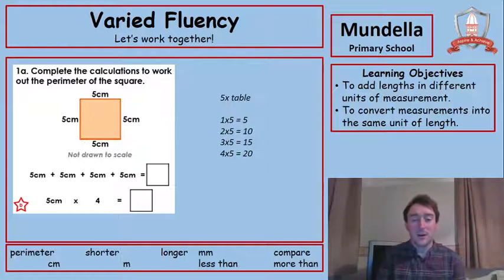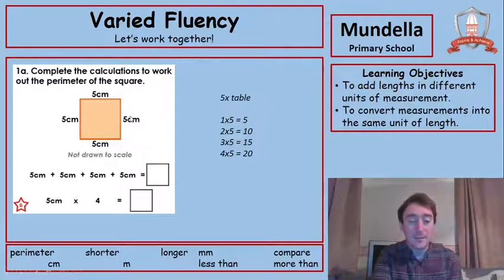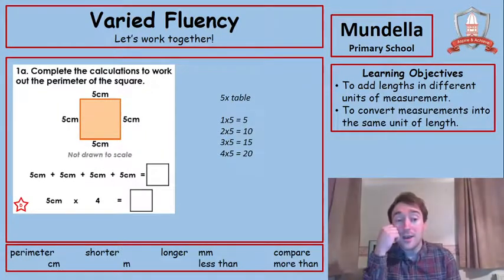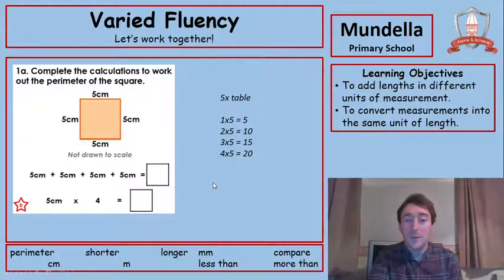So with this first one, it says, complete the calculations to work out the perimeter of the square. So look, our first one, we've got a square with 5 centimetres on each length. So what do we do to find out the perimeter? That's right, we're going to add all of those together. And the first one, that's what it does. Look, 5, add 5, add 5, add 5 equals. Do you know how much it equals? Well done if you said 20.